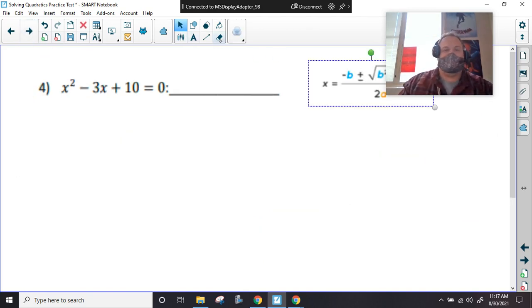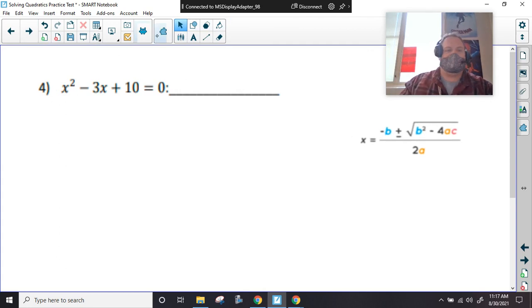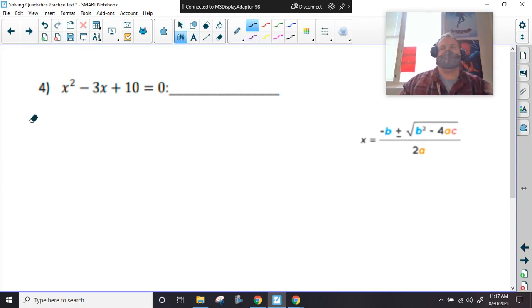All right. So y'all notice the process hasn't really changed for all 4 of these. It's the same process, it's just different numbers. Okay?